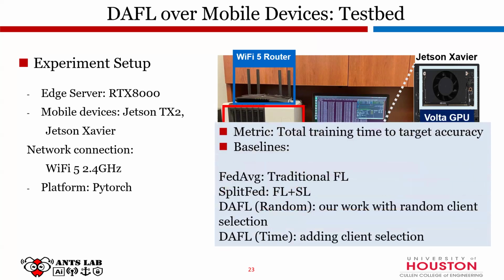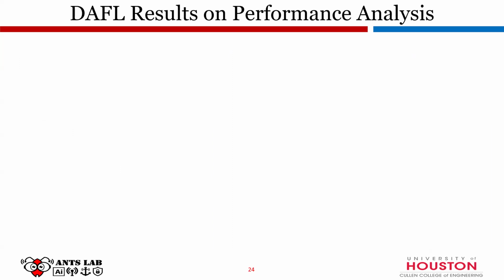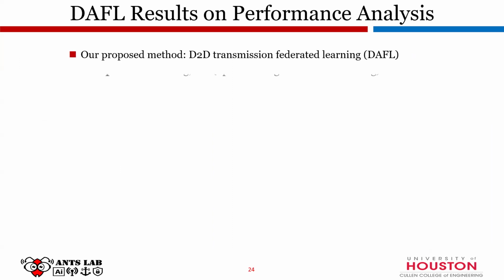The measure we want to use is the total training time to target accuracy, with the baselines being FedAvg, the traditional federated learning; split learning; and SFL, split learning plus federated learning; DFL random, which basically says that our work plus random client selection; and DFL time, which basically says that we add client selection by selecting the clients that are usually faster in the training. So for the DFL results on the performance analysis, we want to compare with FedAvg, split learning and SFL, split learning plus federated learning.